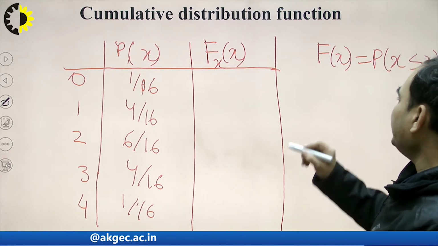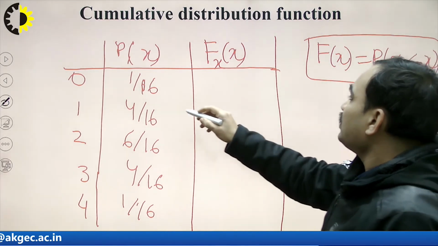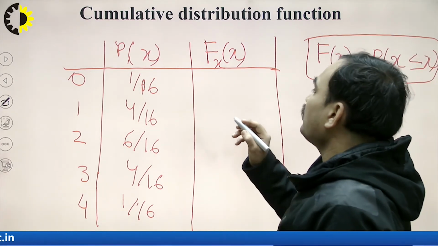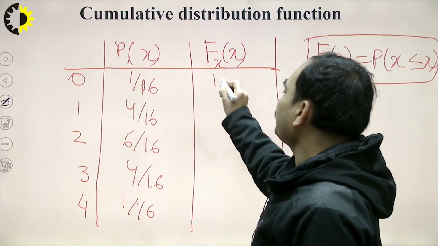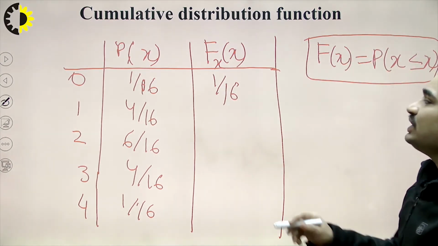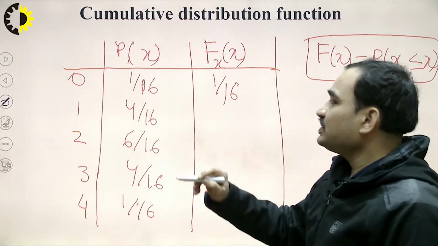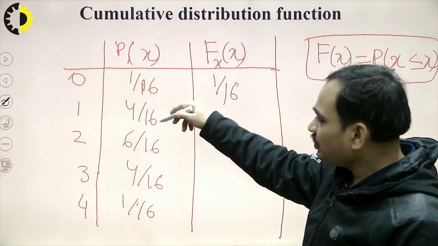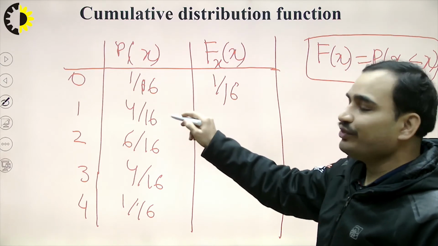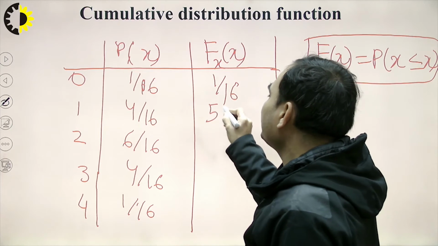So, here we can see, for x equals 0, what we have? Simply it is 1 by 16. Simply we have to add up to x. If we consider 1, then we have to add these two, 1 by 16 and 4 by 16, which will be 5 by 16.